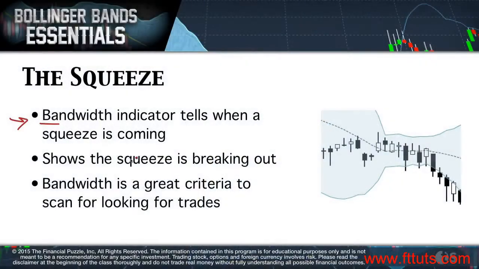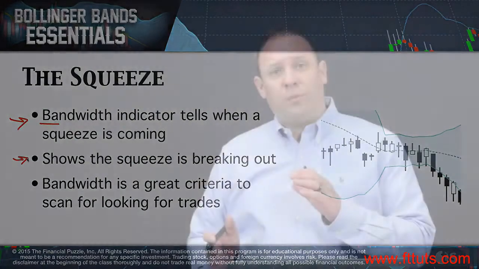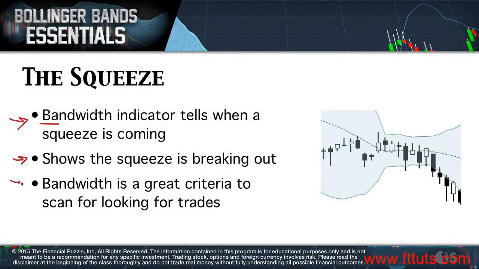Of course, you can see the squeeze coming, but the bandwidth is a way that you could scan for it, or if you want to just quickly look at it, relatively speaking, and say, okay, bandwidth is really low, so I know that there's definitely a squeeze coming here. It also shows us the squeeze is breaking out. As the squeeze starts to break, you're going to see the bandwidth start to turn up and show that expansion. And again, as I've mentioned a couple of times, bandwidth is a great criteria to scan for to go find some of these squeeze plays that might be out there.